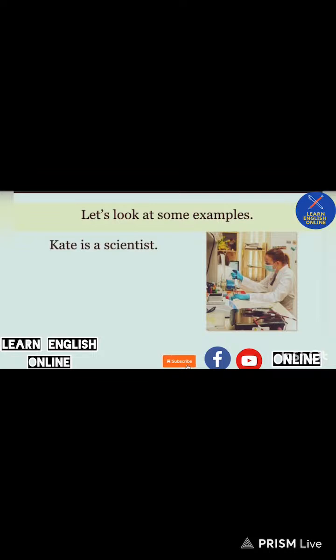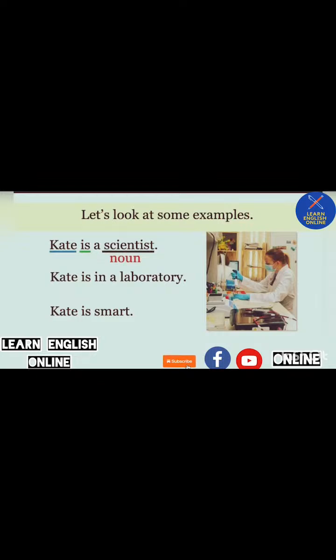Kate is a scientist. Kate is in a laboratory. Kate is smart. In the first sentence, Kate is the subject. Is the be verb that connects the subject to a noun, scientist, that tells more about Kate. In the second sentence, Kate is the subject. Is the form of the be verb that connects Kate to the rest of the sentence. Here it's a noun, a place.